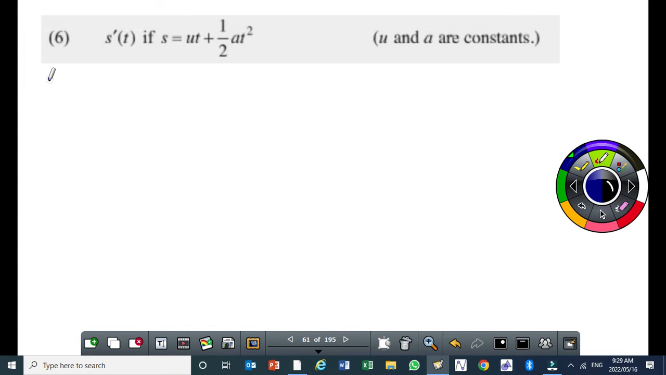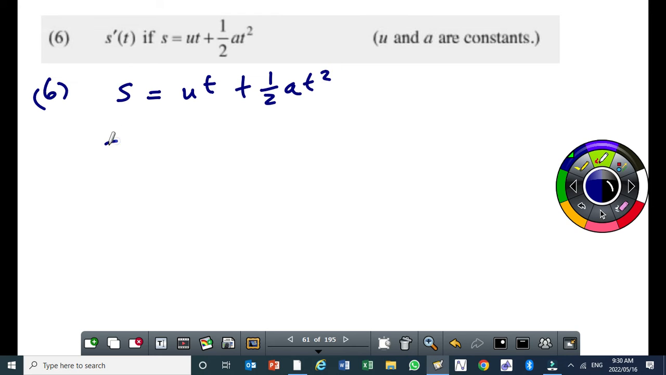Okay, then number 6, we have an equation from physics here. Right? Equation of motion. So we have got s equal to ut plus half at squared. So u and a, they are constants. For those of you who do physical science, you know that u is the initial velocity and a is the acceleration, and they are constants. Okay? So if you want to find the derivative here, it's very straightforward. There are no division lines. This half here, it's actually a coefficient.